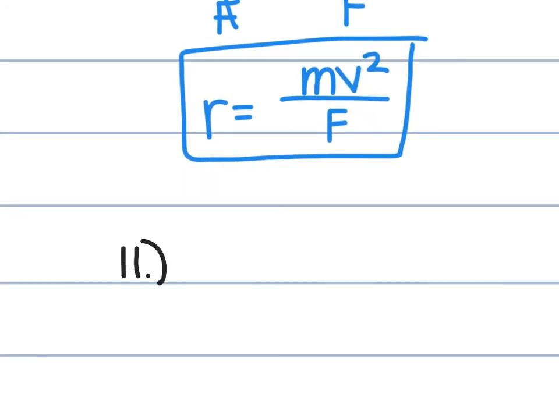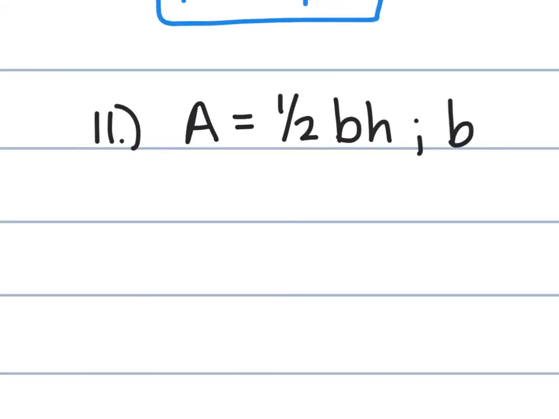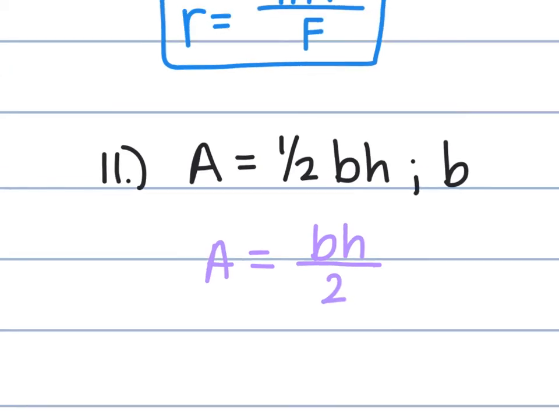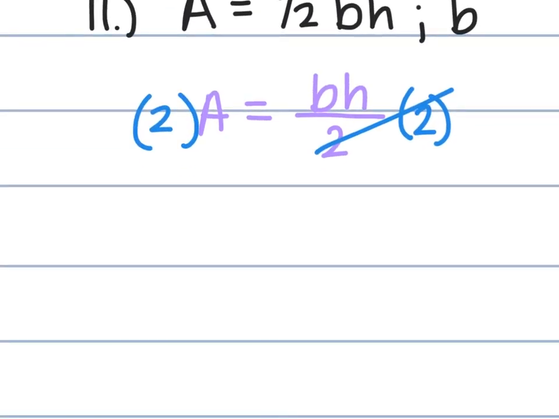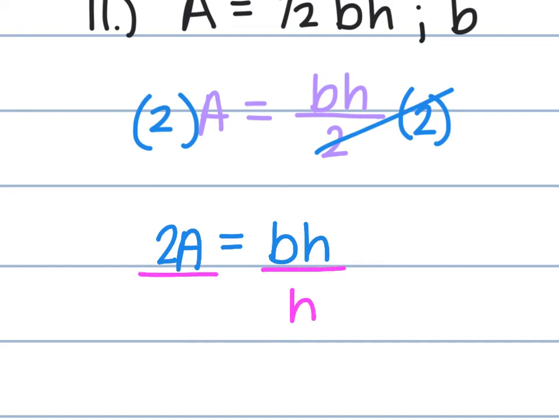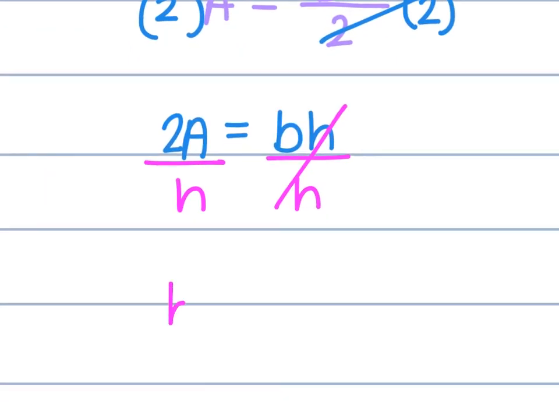For 11, they give us a is equal to 1/2 times b times h, and we're getting b by itself. So this is the same exact thing, if you wanted to write it a different way, as a is equal to b times h, all divided by 2. So in order to get that 2 over to the other side, we're going to multiply each side by that 2. It cancels out on the right side, leaving us with 2a is equal to b times h. Again, we're getting b by itself, so we're going to divide each side by h. And we're left with b is equal to 2 times a, all divided by h.